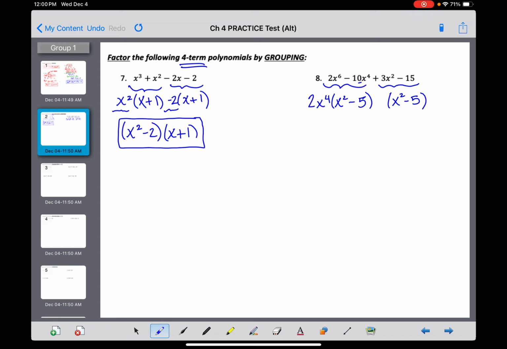So now to figure out the number that goes in front, I'm thinking about what would I multiply x squared by to make 3x squared? And the answer would be a positive 3. And then I check, is 3 times negative 5 equal to negative 15? Yes, it is. So then I know that I have the correct GCF. So I can go ahead and write my 2 binomials, 2x to the 4th plus 3 and x squared minus 5. And that is my final factored solution.